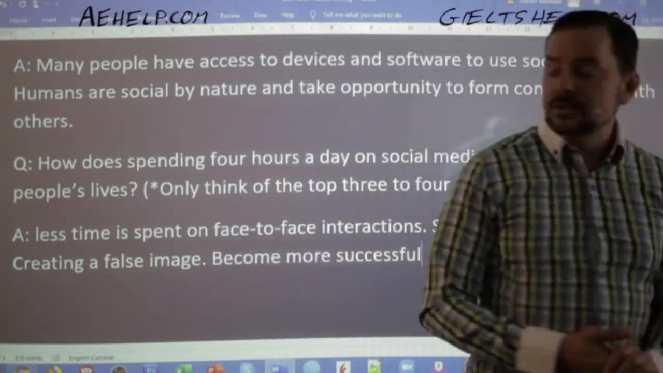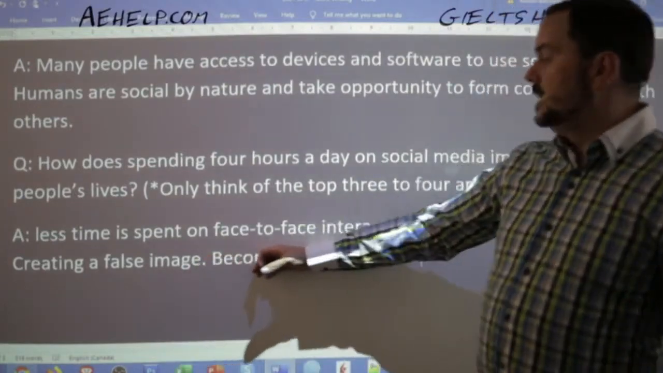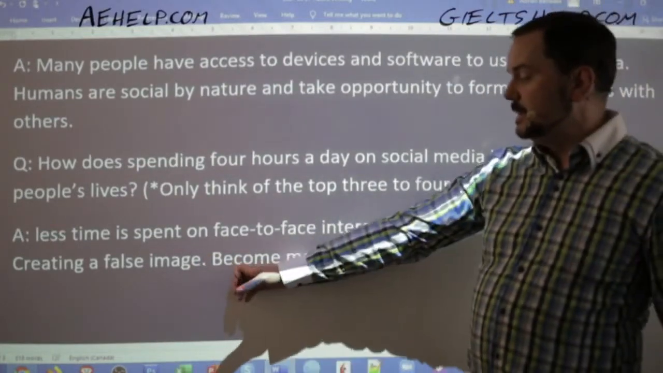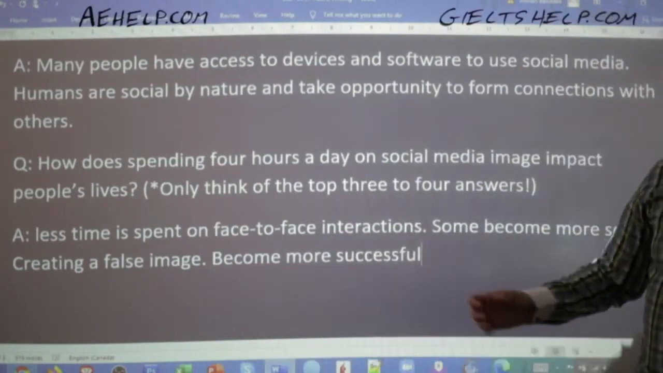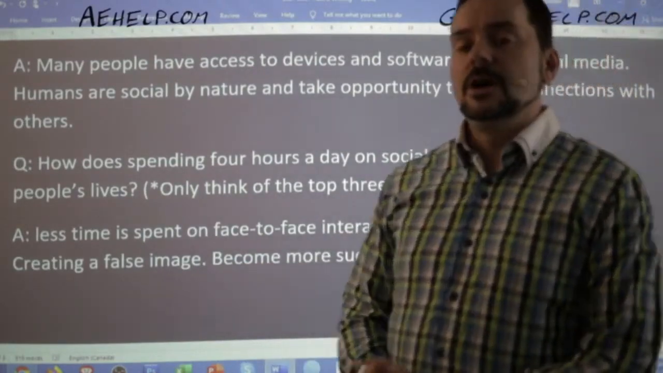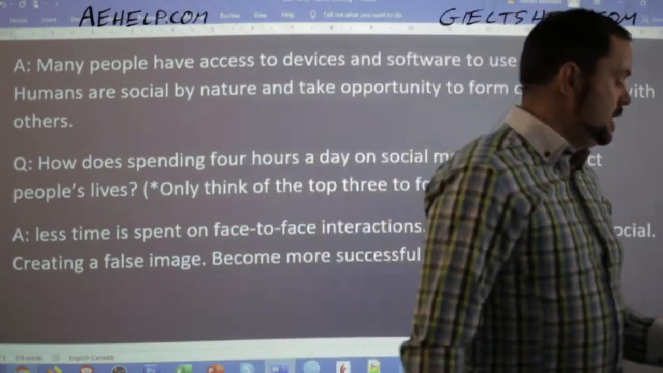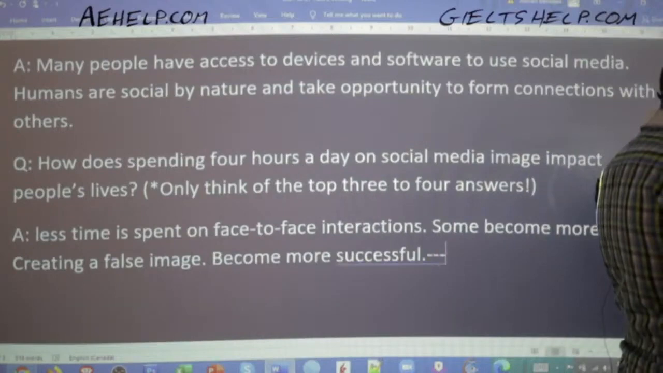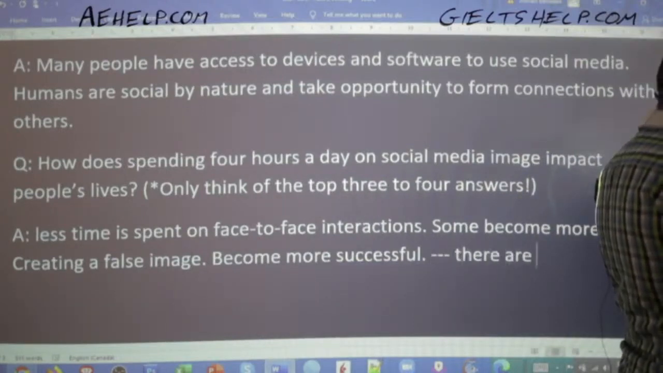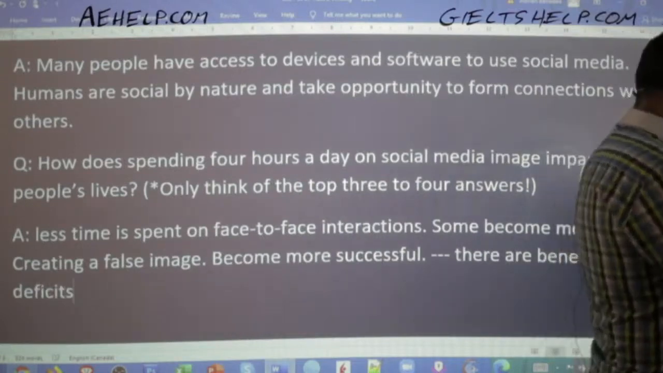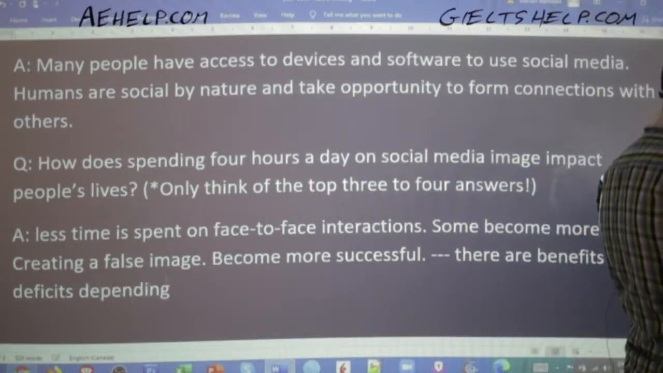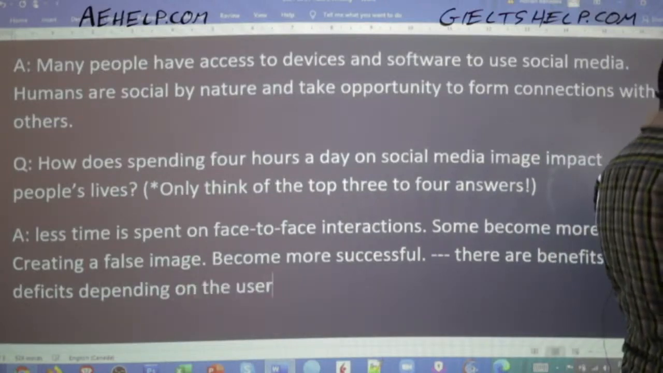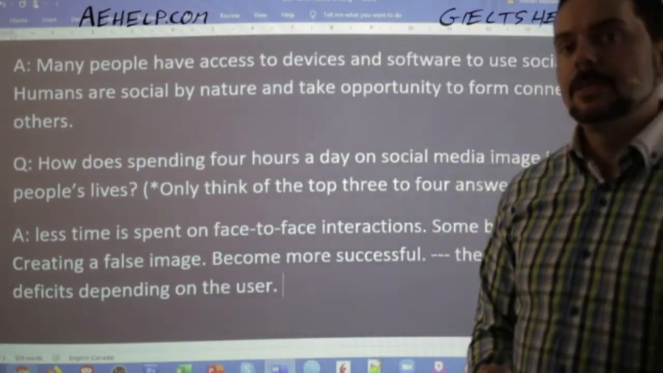Okay, I would say that creating a false image is definitely something that can happen to many people. Becoming more successful is also another part of what can happen. So obviously, there are pros and cons, okay? So we can definitely say there are benefits and deficits, depending on how people use social media, right? Depending on the user. Okay.